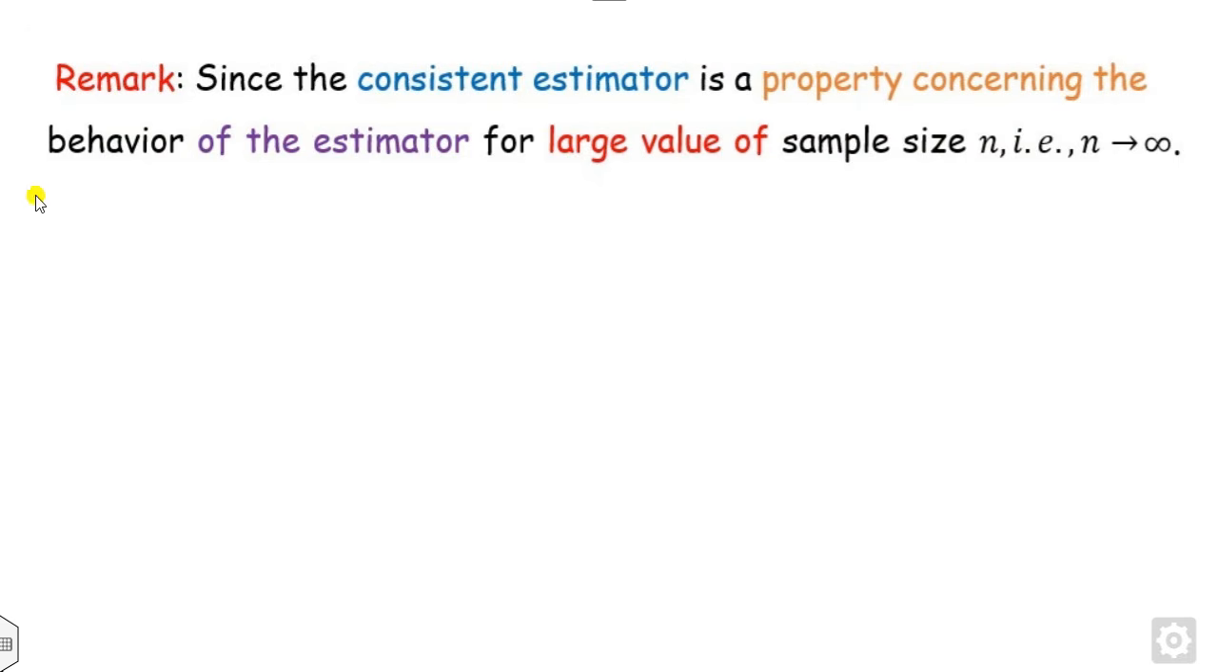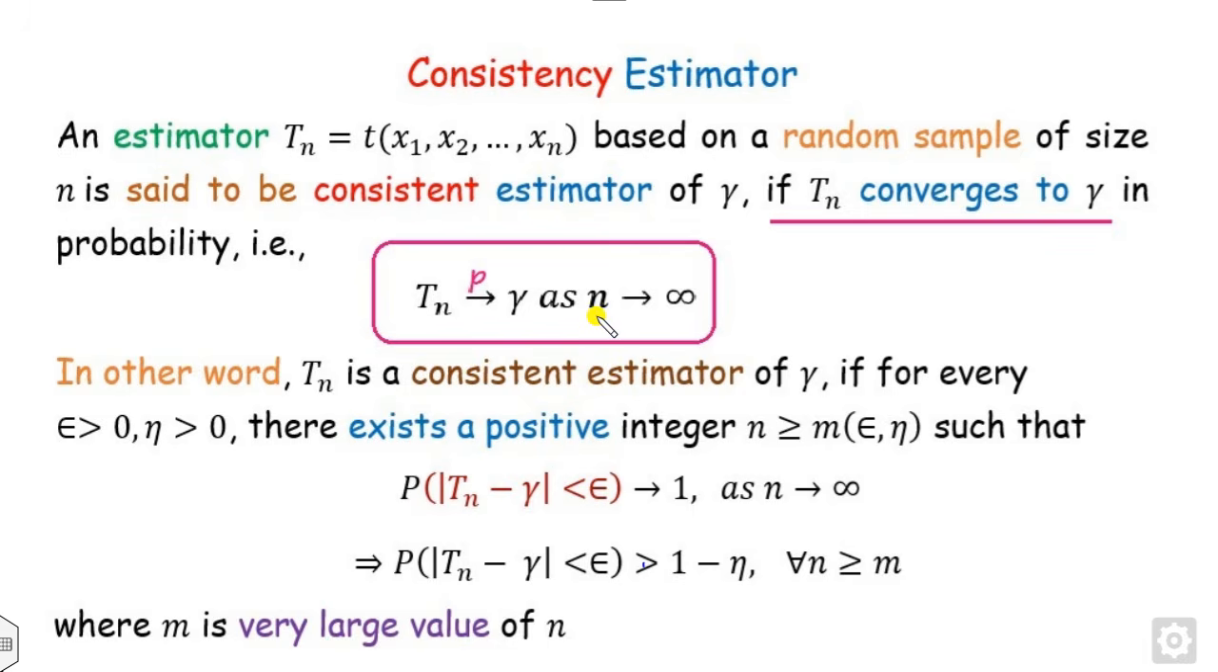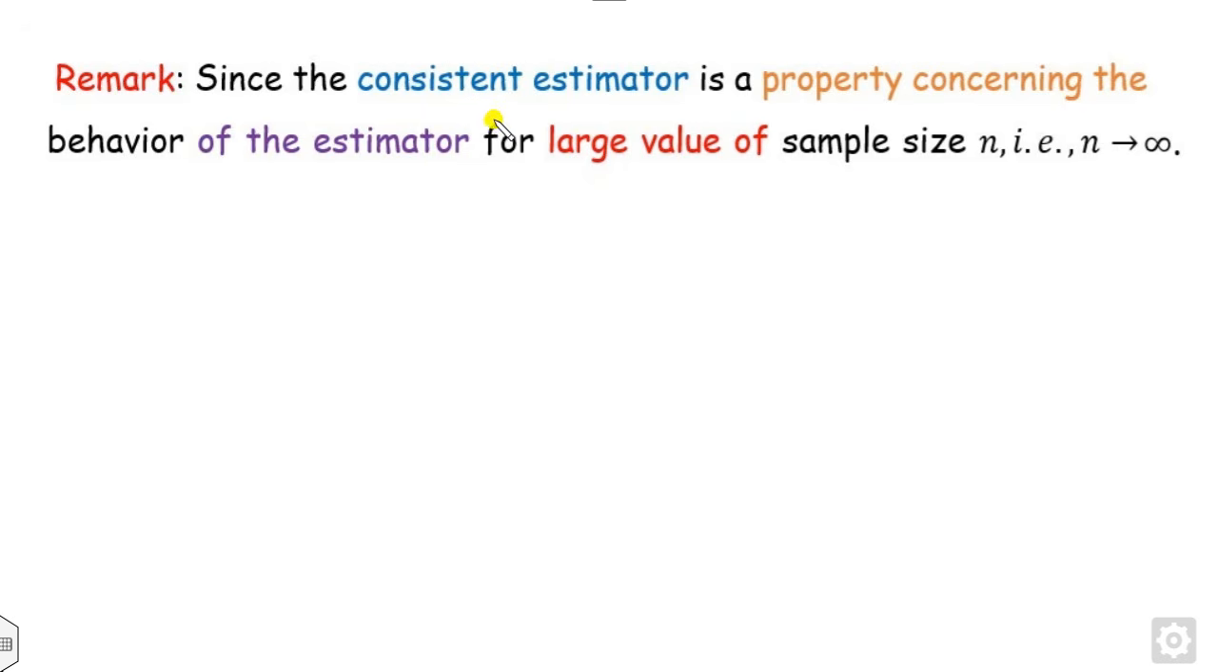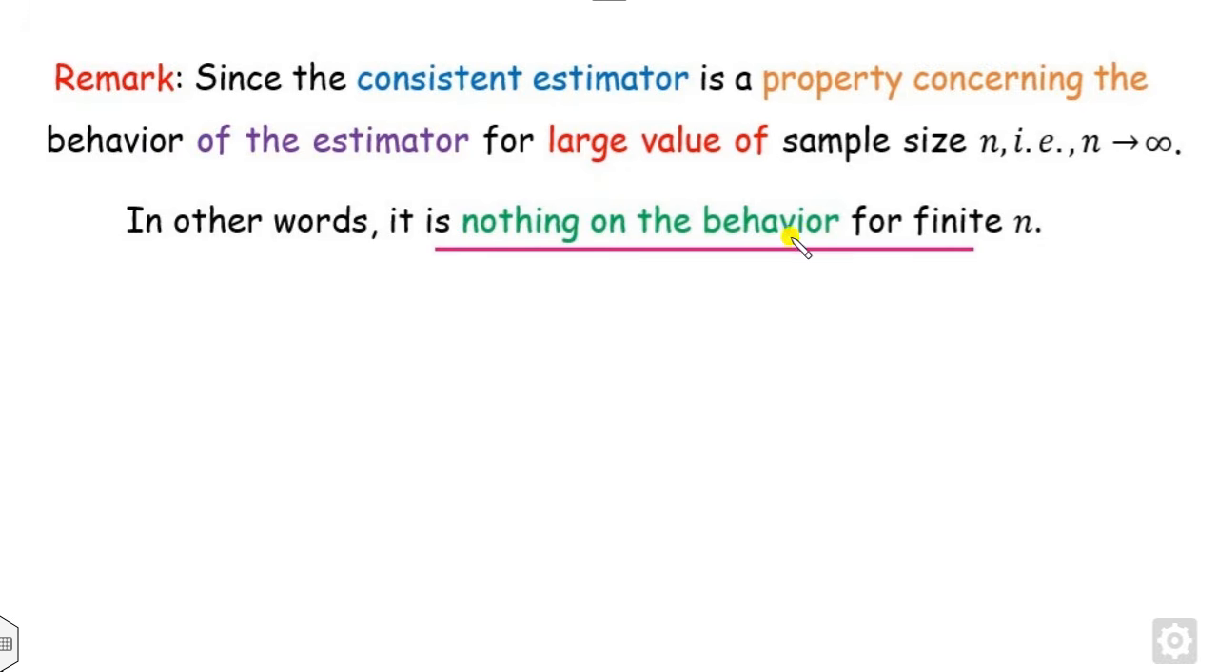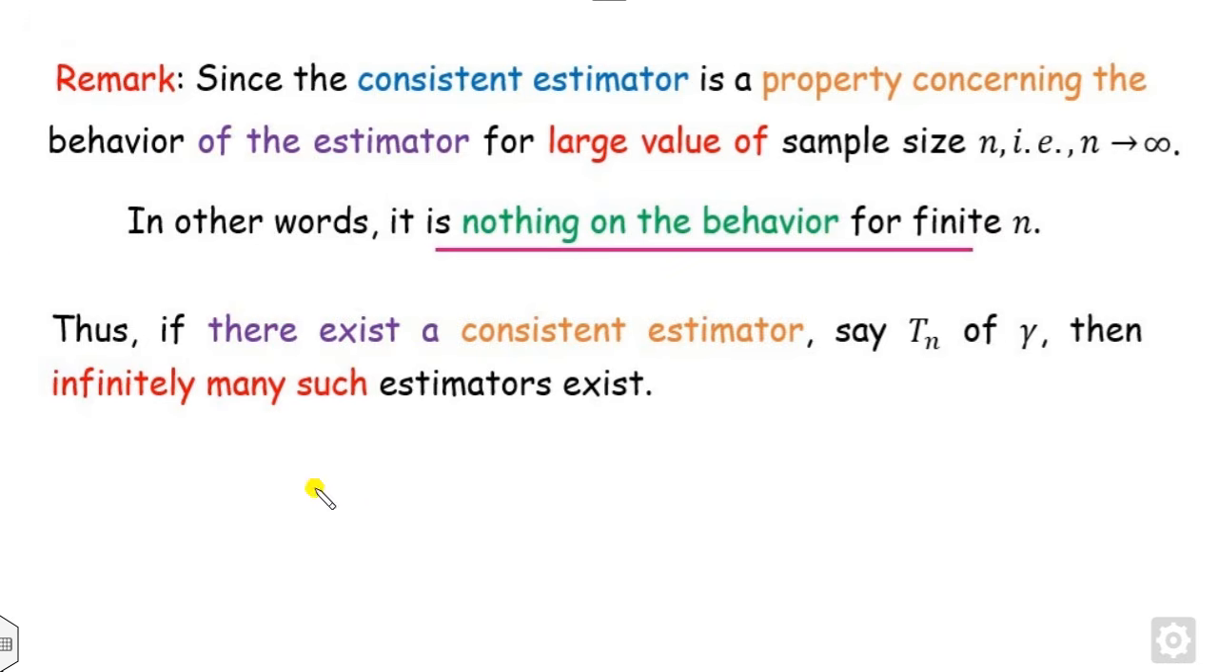Now, it is clear that the consistent estimator depends on n approaching infinity. It means the consistent estimator concerns the behavior only for large samples of n, and says nothing about the behavior for finite values of n, that is, small n. Therefore, if there exists a consistent estimator Tn of gamma, meaning Tn converges to gamma, then there may exist infinitely many such estimators.